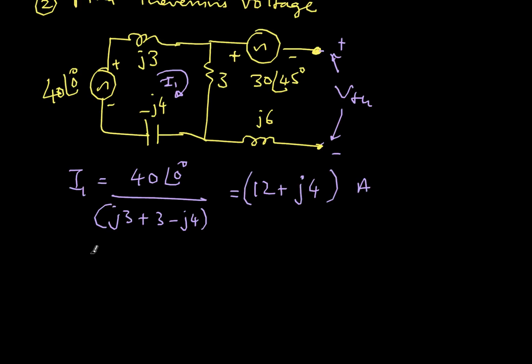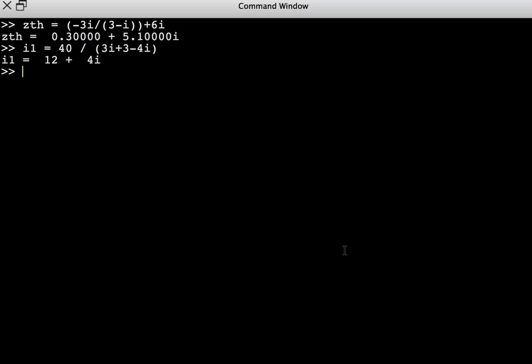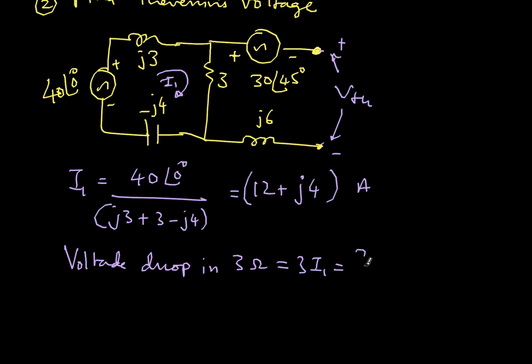So once I know this current, I'll just find out the voltage drop. Voltage drop in 3 ohms resistance is nothing but 3 into I1. So 3 I1. So you can see it here, 3 into I1. So let's call it VD3, voltage drop on 3 ohms resistance, 36 plus J12. So this many volts are dropping in this. Now I want to find out the Thevenin's voltage. So voltage of this point with reference to this point.